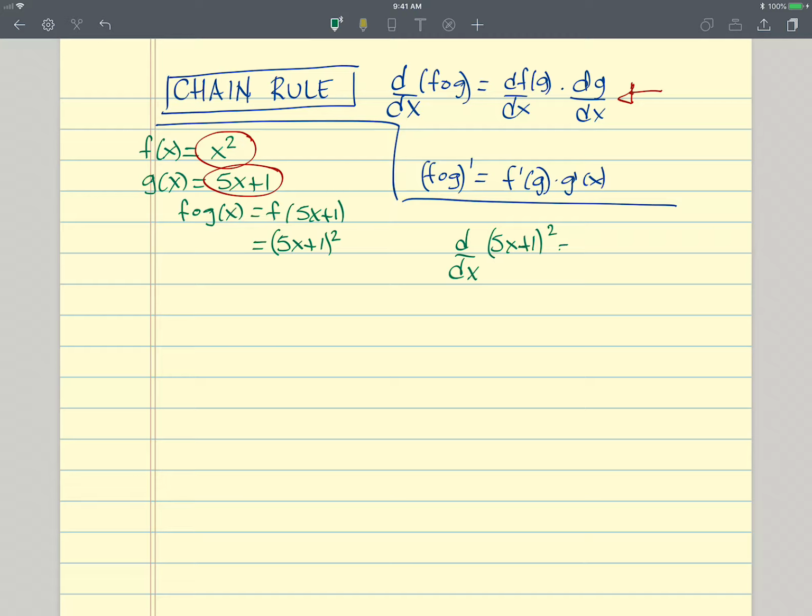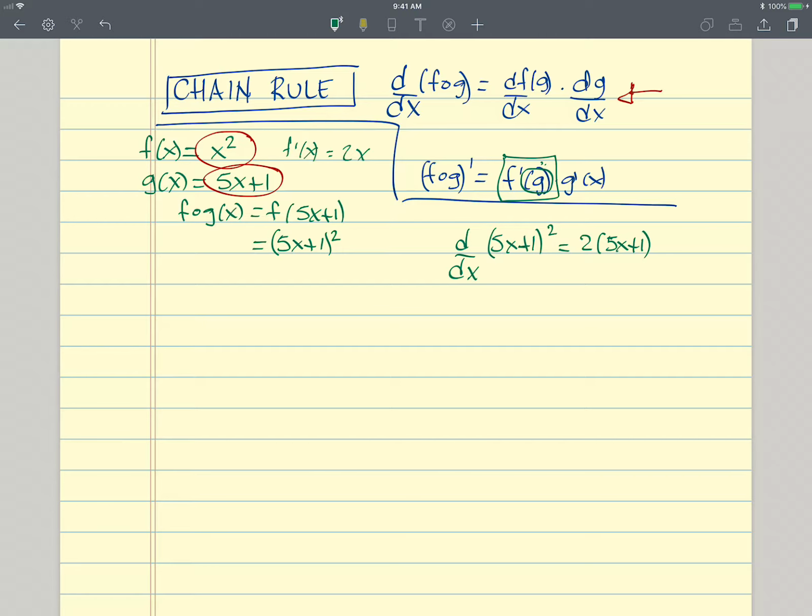So basically, the derivative of this becomes, how do you take the derivative of x squared? Well, the derivative of x squared is just 2x, right? So f prime of x is just 2x. So here you don't put 2x, you put 2 times, this is the whole part about it, the derivative of f but evaluated at g. So it's 2 times (5x plus 1). And that's this part.